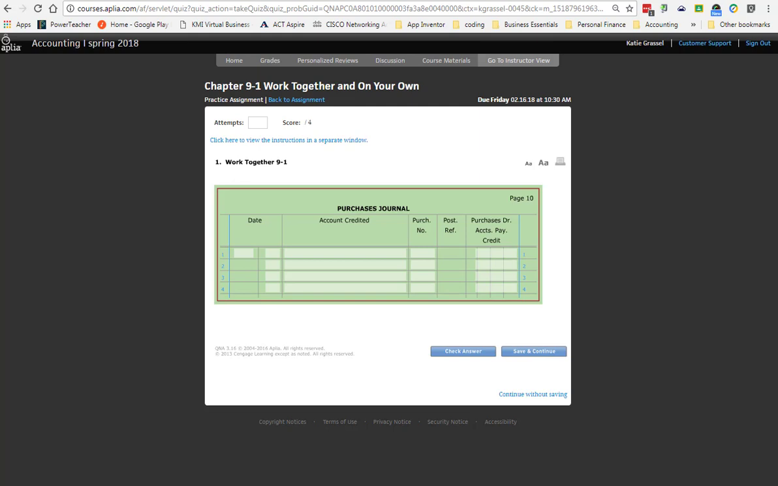So we're doing a merchandising business organized as a corporation, and we're going to start using special columns. So let's knock through this purchases journal one. This is always my easiest and favorite journal to do.